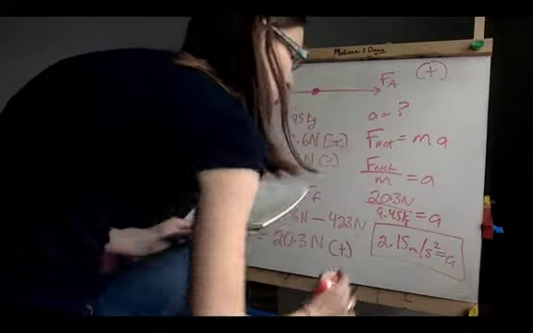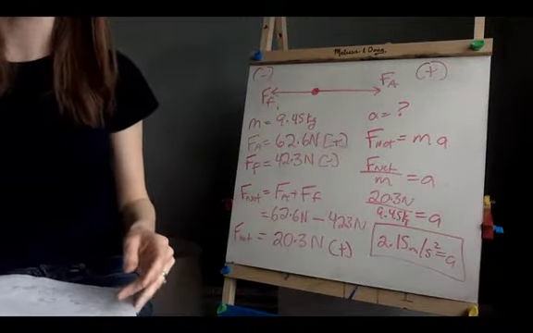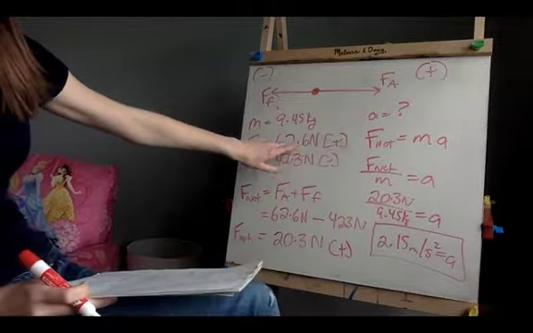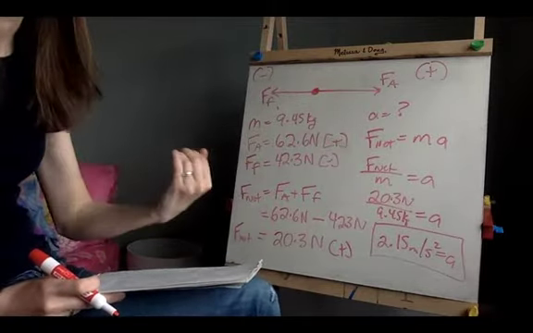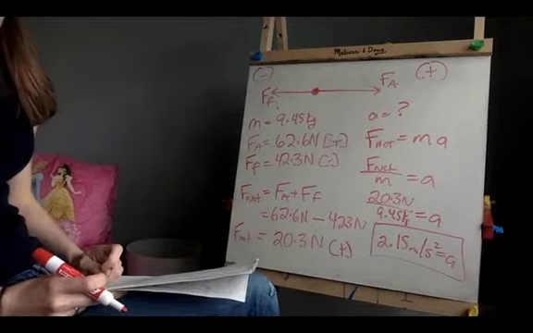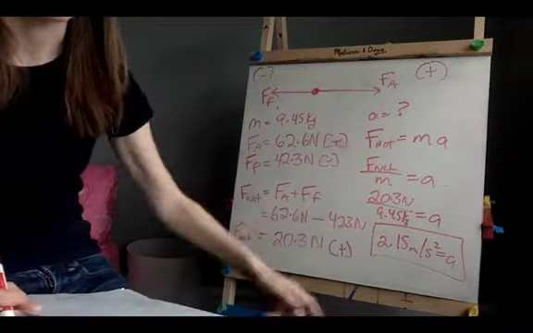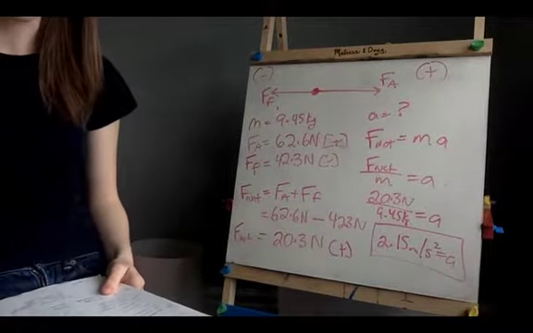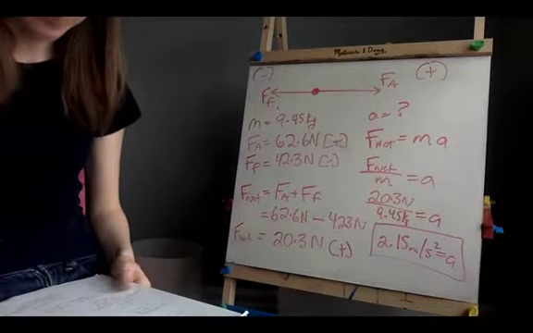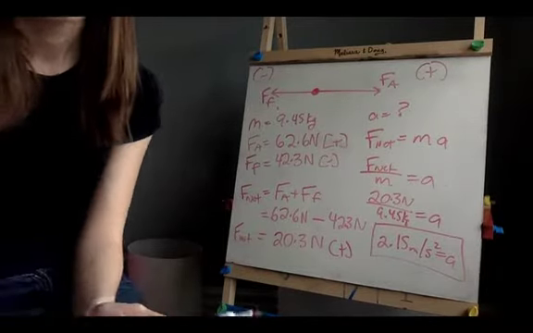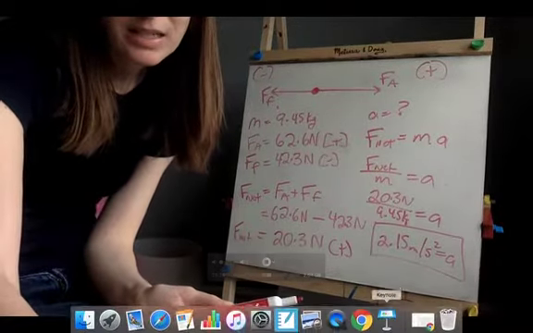That is the acceleration of that object if we are applying a force of 62.6 newtons and the force of friction pushing against us is 42.3 newtons. That will allow us to move the object at an acceleration of 2.15 meters per second squared. Okay? All right, let's take a look at our last example here.